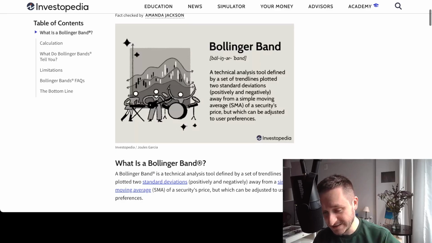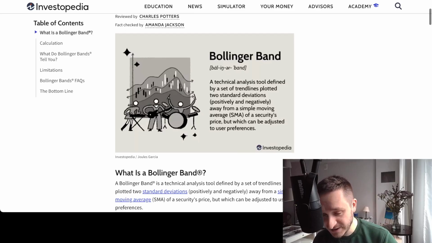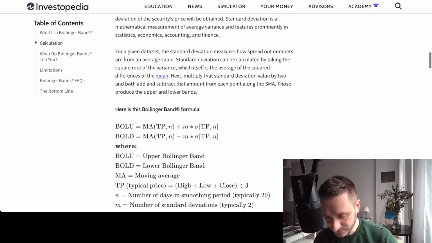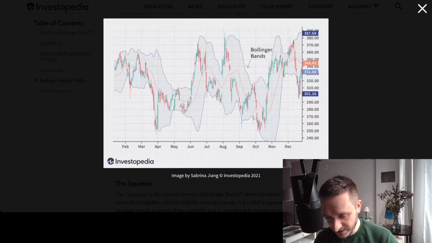So Bollinger Bands are basically a technical analysis tool defined by a set of trend lines plotted two standard deviations away from a simple moving average. The way it will look is you will have this kind of asset pricing, as you can see here on this image, with the line above, the line in the middle, and the line below everything.